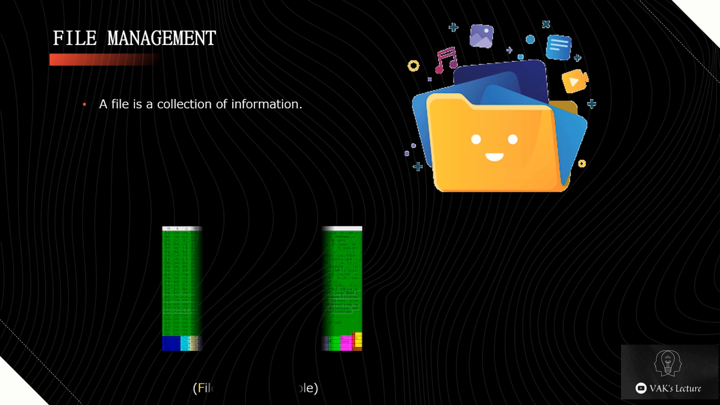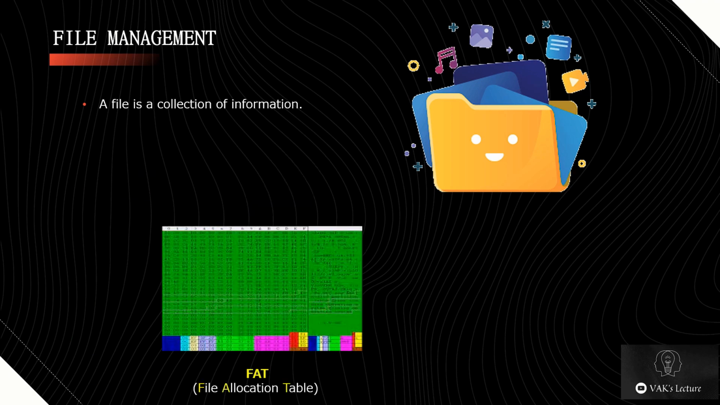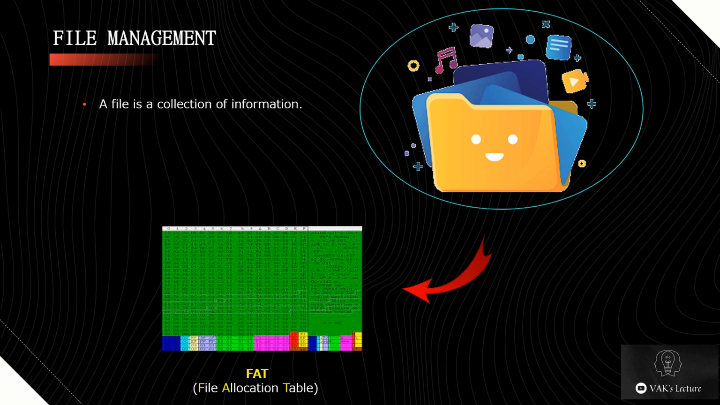Also, we can maintain the FAT. FAT stands for File Allocation Table. Whatever files we store, all those can be managed by the File Allocation Table. So, the operating system is used to keep track of information, location, users, and status of the files.